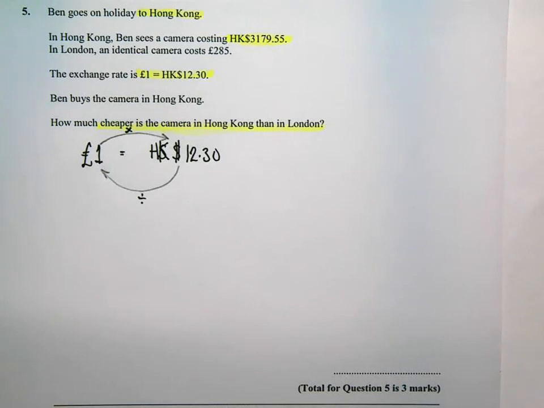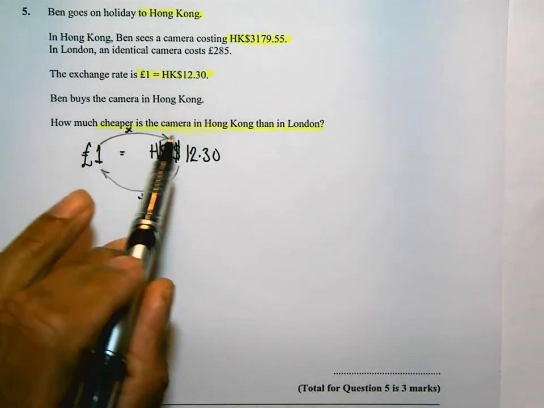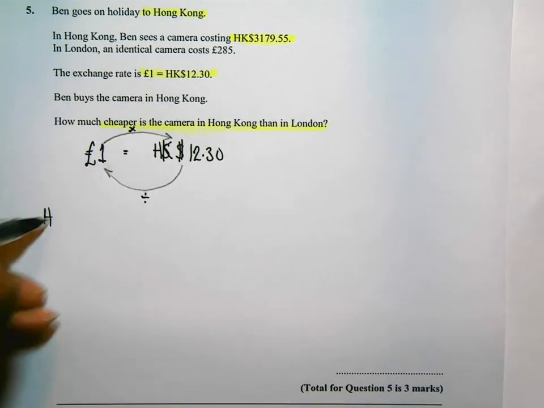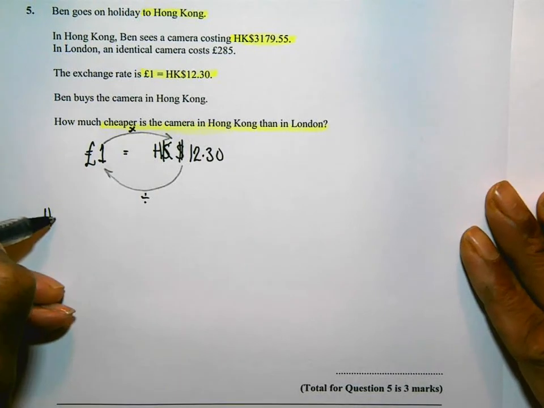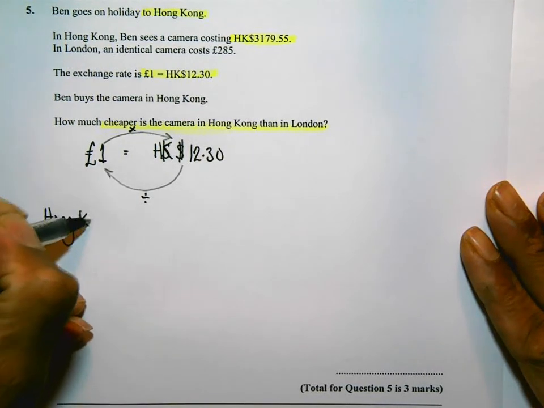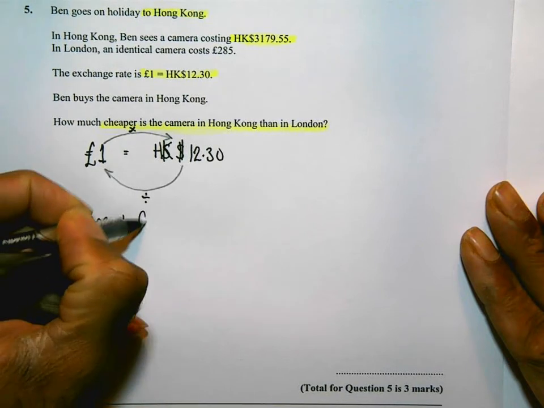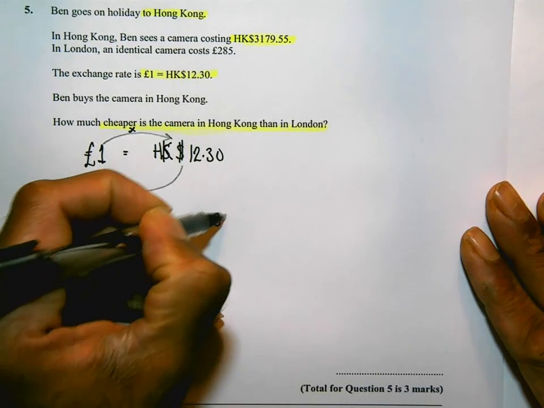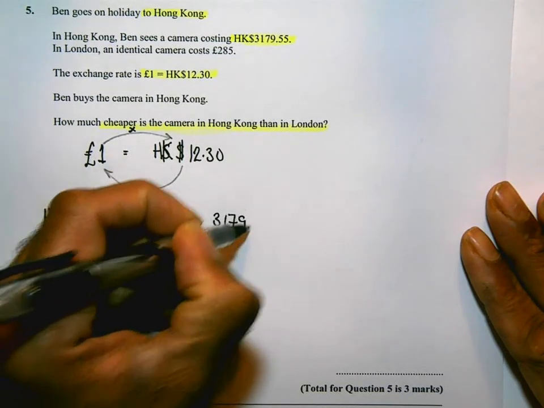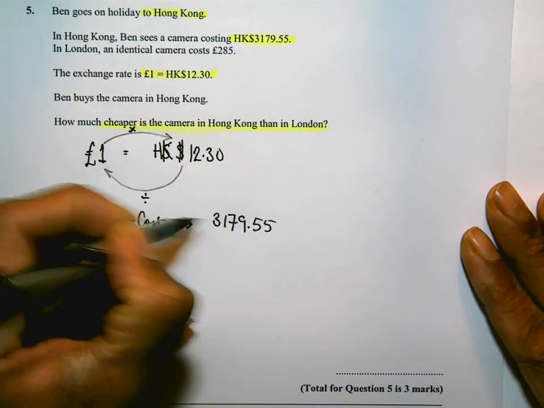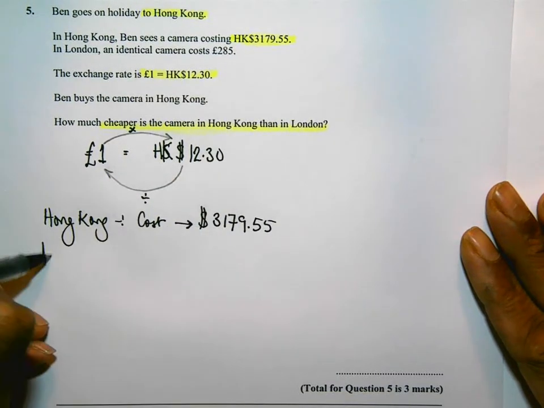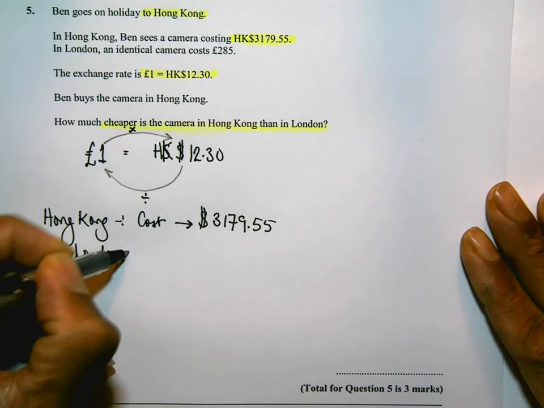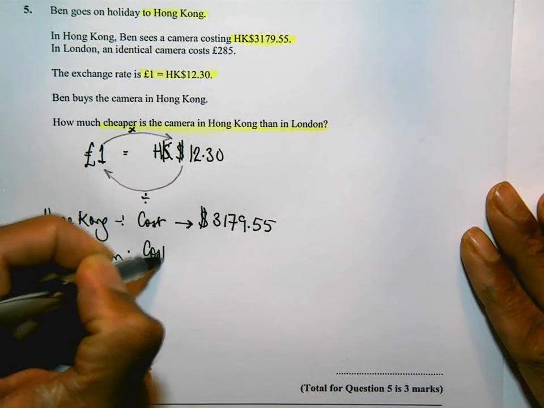Now the question wants to know how much cheaper is the camera in Hong Kong than in London. Well, in Hong Kong, the camera costs $3,179.55. In London, it costs £285.